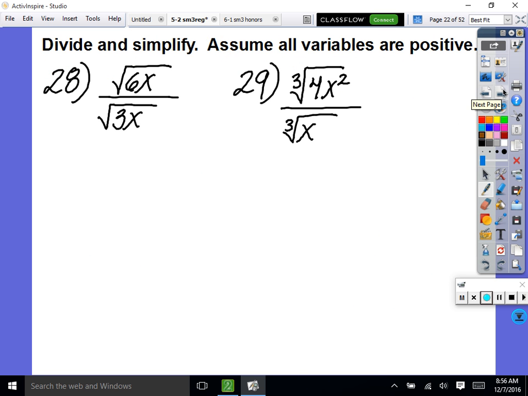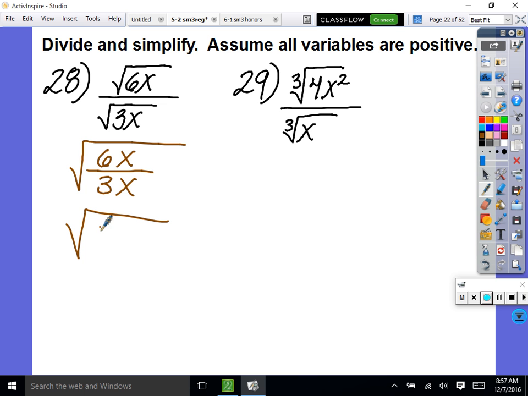Look at 28. Notice we have a 6, a 3, an x, and an x. So couldn't we simplify first? They're both under a radical, so let's put it together. We have 6x over 3x. Now let's simplify it. What's under my root? 6 over 3 is? X over x is? 1. So 2 times 1 is square root of 2. Isn't our answer the square root of 2 then? We can't simplify it, correct?